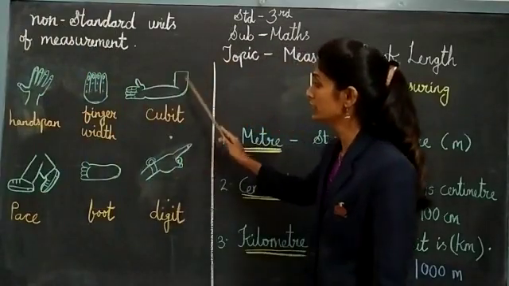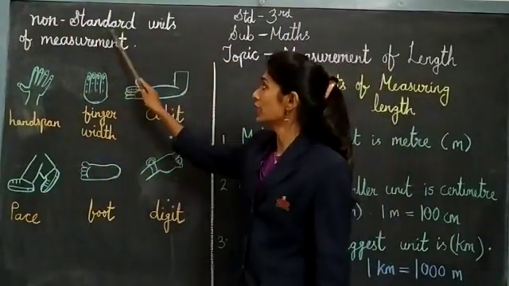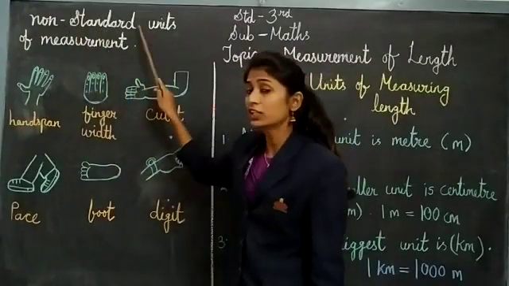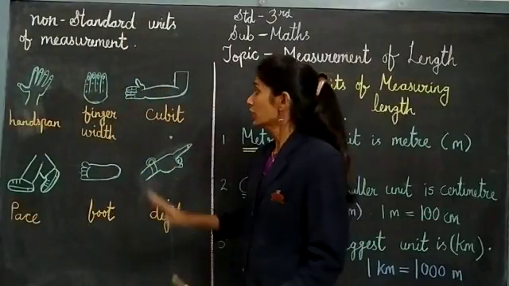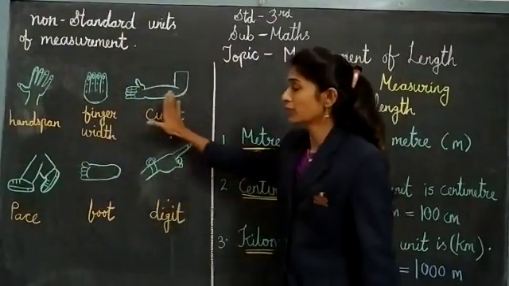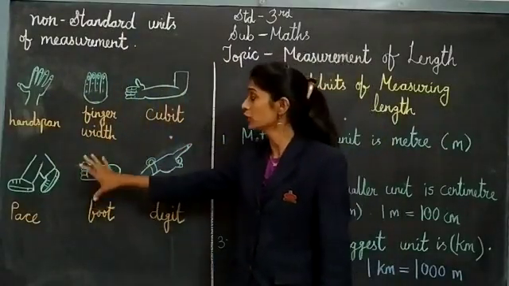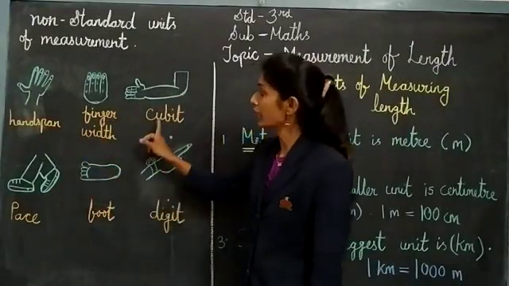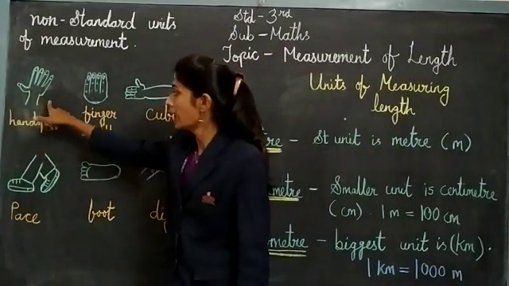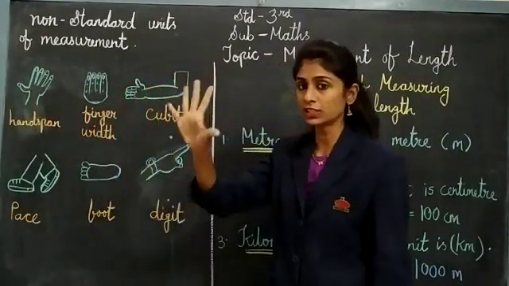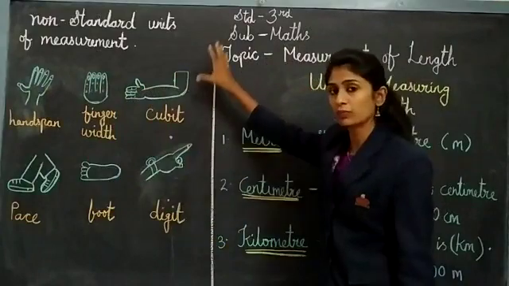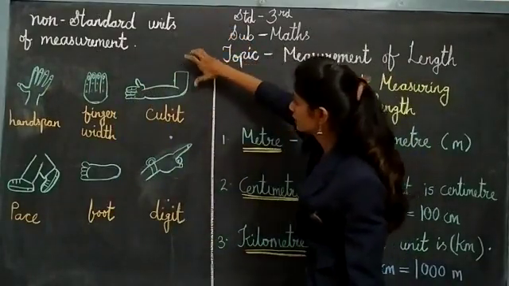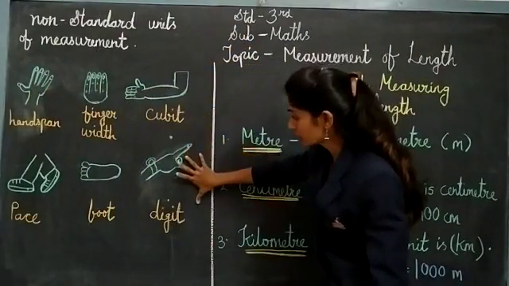So first of all, let us learn something about non-standard units of measurement, okay. Now why non-standard units of measurement? Because these are the pictures of some measurements which earlier we used to take objects' measurement with, okay. Like in the first picture you can see handspan is given. If I want to take measurement of this blackboard, I will use my handspan, like this, okay.